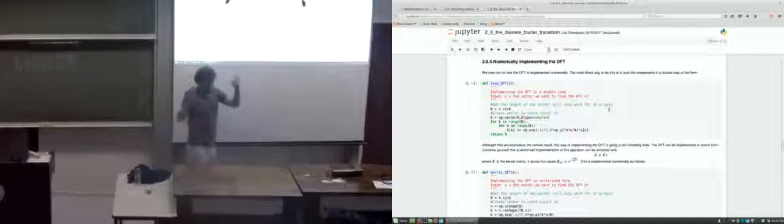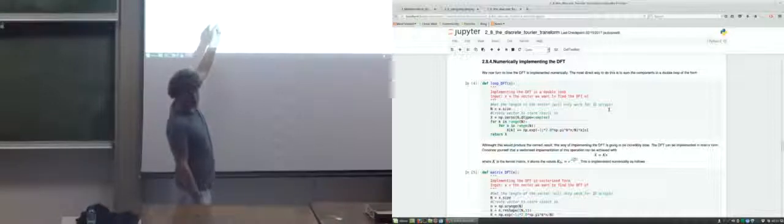The most obvious way to do it is to implement it using a double loop, where I choose a k, and then I sum for each n, then I go to the next k, and then I sum for each n, then I go to the next k.